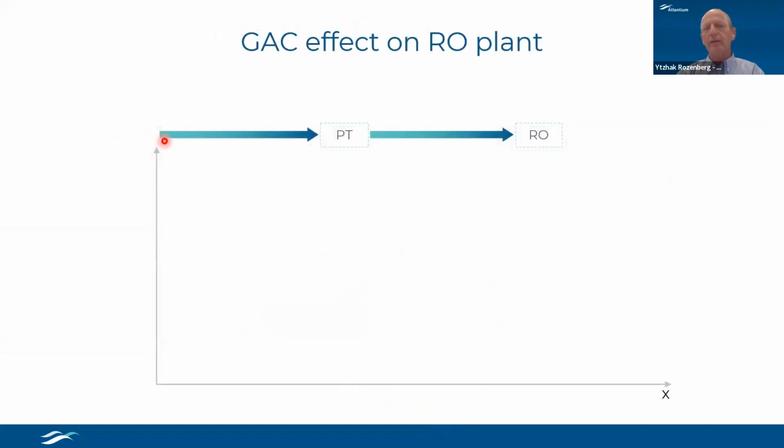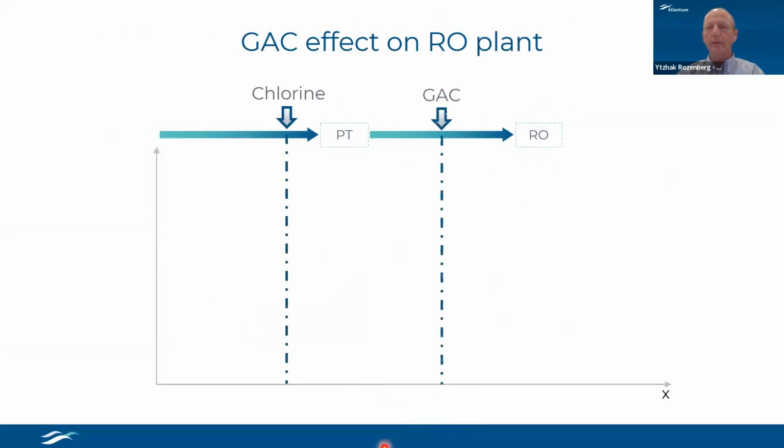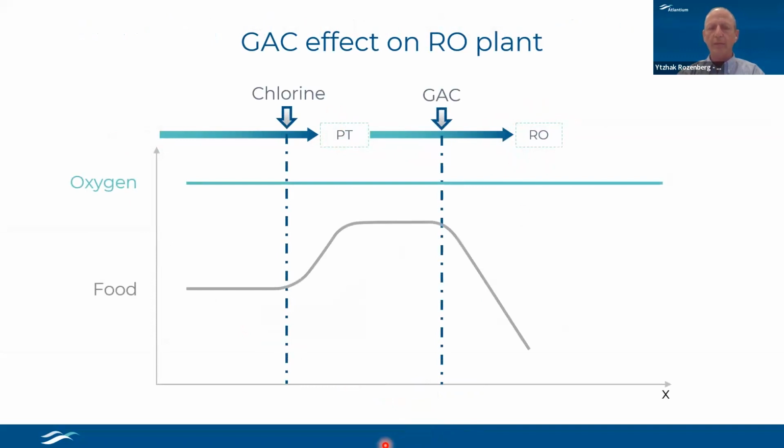So, illustrating the process in the facility, we have the pre-treatment and we have the RO. We inject the chlorine, and we are taking out the chlorine by the activated carbon. Looking at the oxygen level in the water, it's constant. The chlorine and the GAC do not affect the oxygen level. Looking at the food availability in the water, following the chlorine, the complex organics become more accessible organics to microorganisms. This is the reason why there is an increase in food availability to the microorganisms. And following the GAC, it's being reduced.